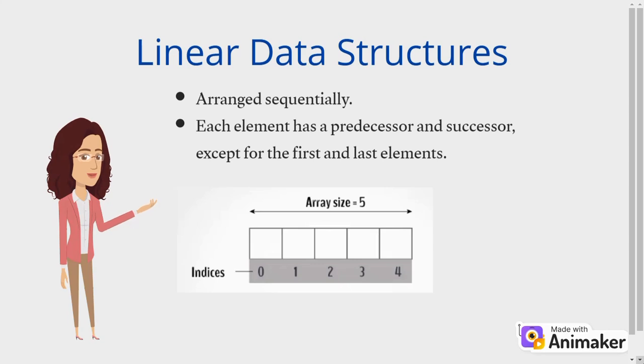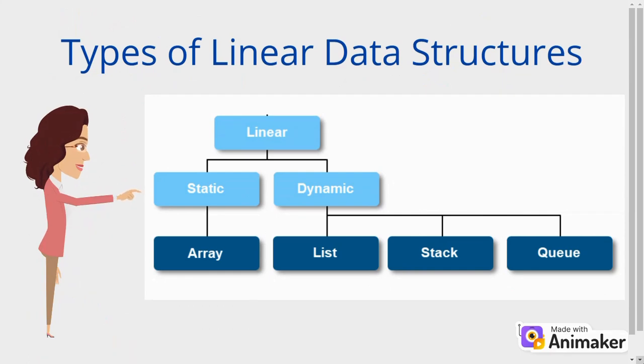Here is an example for linear data structures, which is arrays, and we can clearly see that all the elements other than the first and last has a predecessor and successor. Some other examples are linked lists, stacks, and queues. Next, let's take a look at types of linear data structures. This is further broken down as static and dynamic data structures.